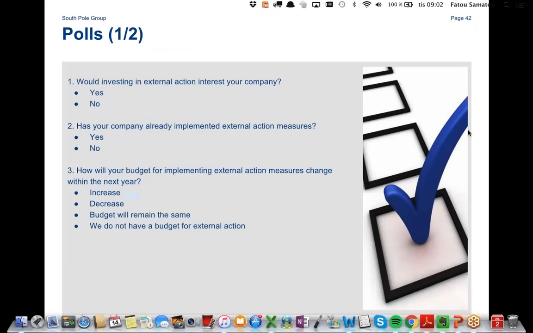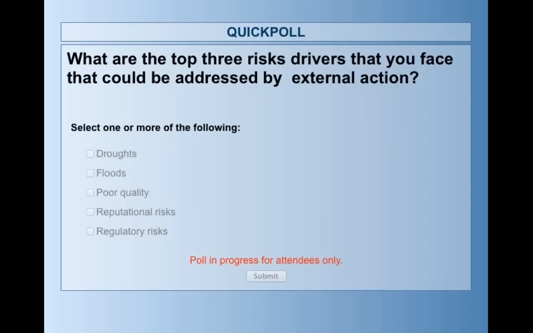Thank you for that. Moving on to the fourth question. What are the top 3 risk drivers that you face that could be addressed by external action? And here you can select from physical risks such as droughts, floods, poor quality, or reputational risks or regulatory risks.